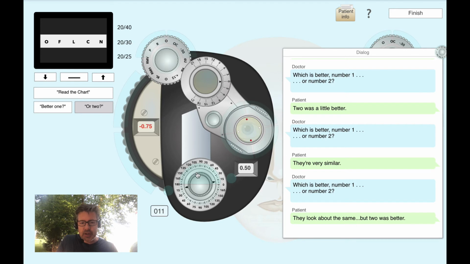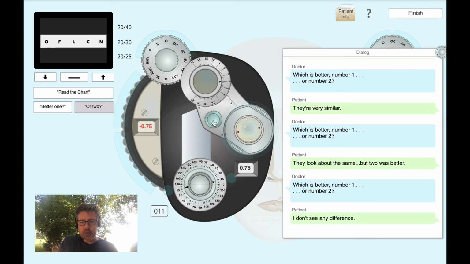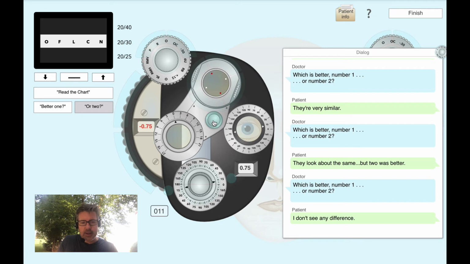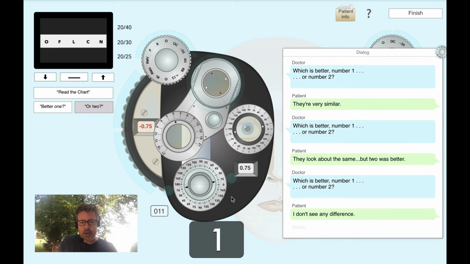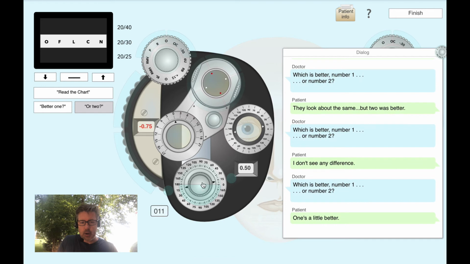Since you like two, let's put a little bit more plus in there. Plus cylinder, that is. We won't change the spherical equivalent because we had just added a quarter this time. And let's see if she likes it with or without that. One or two? I don't see a difference. Okay. Excellent. And if we're just dealing with a quarter, sometimes I'll just show them the quarter. So I'll say, which is better, one or two? One's better. Okay, so she consistently likes that three quarter.